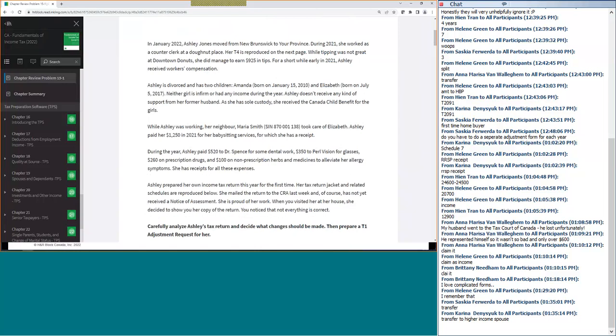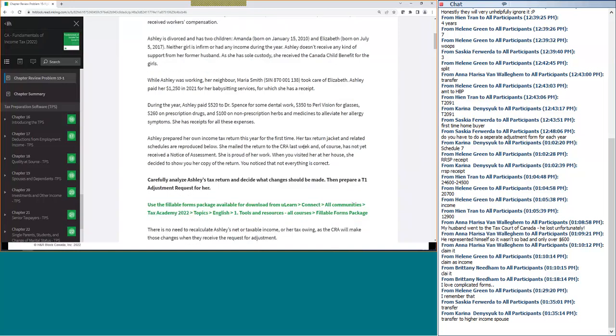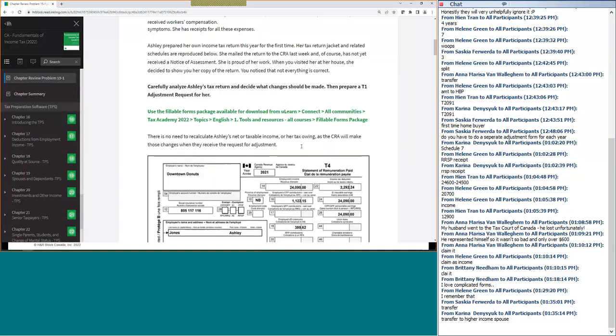She has some medical receipts. She has dental work. She has glasses, prescription drugs, and she has a receipt for non-prescription herbs and medicines for an allergy symptom. So over-the-counter stuff. All right. So she's mailed it. She sent it off. We're going to take a look at it line by line, and we're going to decide how she did.